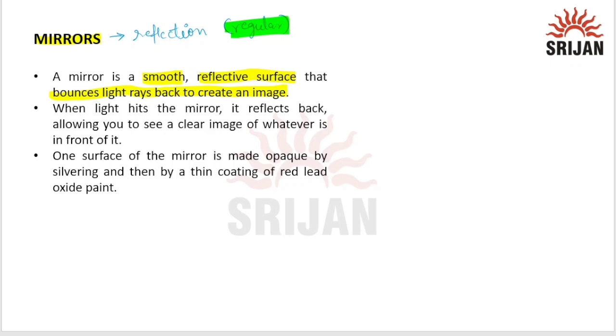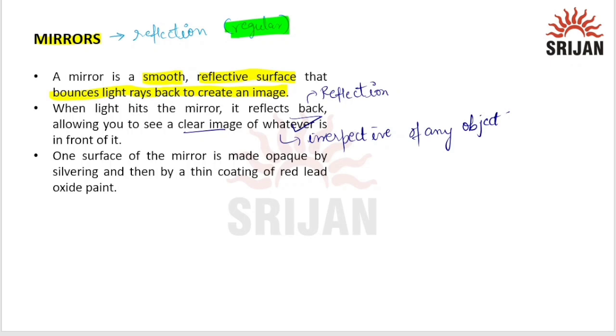When the light hits the mirror, it reflects back. This is what? Reflection. And this reflection allows you to see a clear image of whatever is in front of it. Whatever means irrespective of any object. If an object is there, image formation will happen. Now, how is a mirror formed?